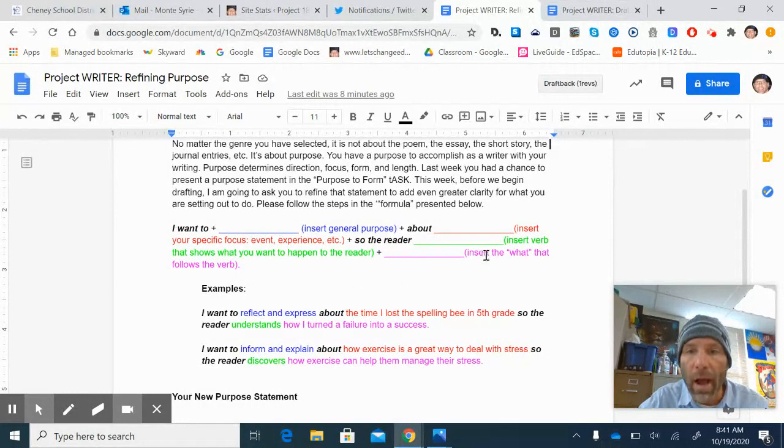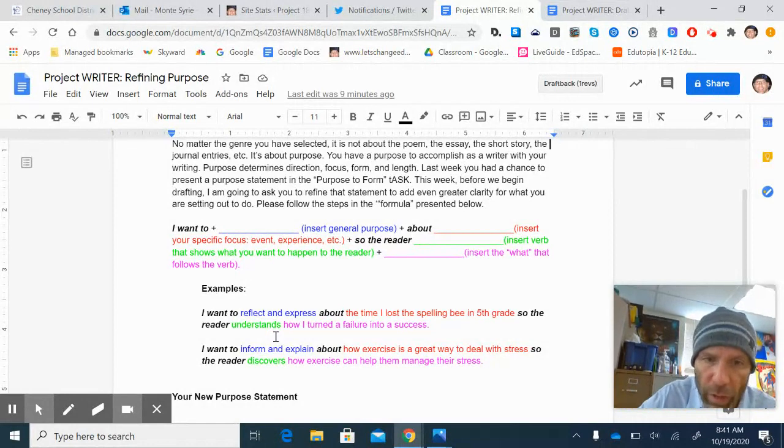All right. Now we're going to insert the what that follows the verb. What do I want them to understand? I want them to understand how I turned a failure into a success. So as the reader's reading and as I'm thinking about making this piece of writing for the reader, it is that I want them to have in mind. I want them to understand how I took this event or this experience and turned that failure into a success.